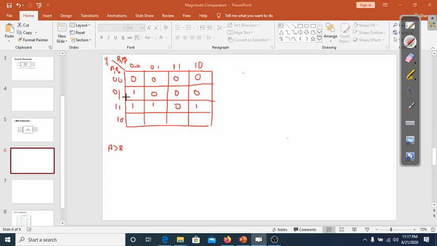For 1 0 0 0, A is greater than B. For 1 0 0 1, A is greater than B, and 1 0 1 1, here A is less than B. A and B are equal. So next let us talk about A and B are equal here.